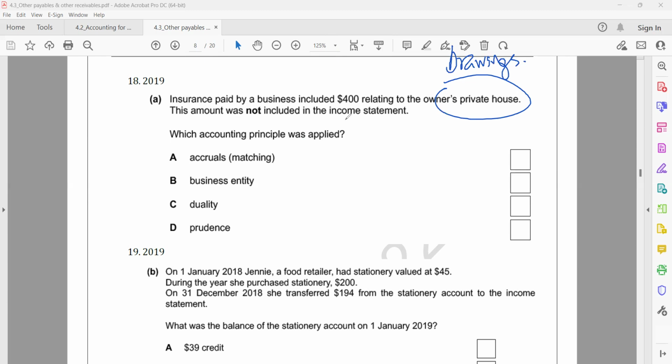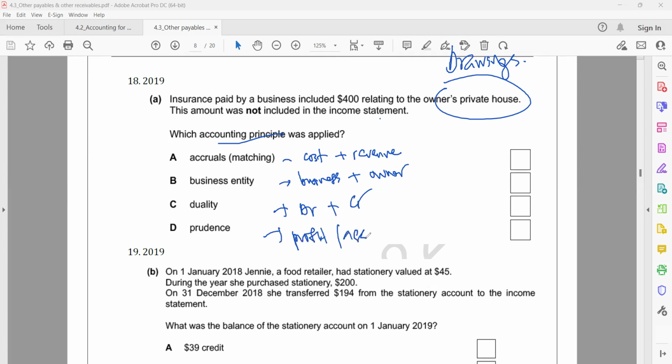This amount was not included in the income statement. We didn't charge this 400 under the income statement as expenses. Why we do that? Matching, talking about the cost and the revenue. Cost incurred, revenue earned. Business entity, talking about the business and the owner. Recording. Duality, talking about debit and credit. Prudence, talking about profit or the asset cannot be overstated. So the moment you saw the private use, business entity.